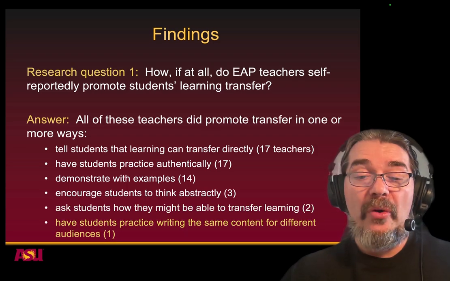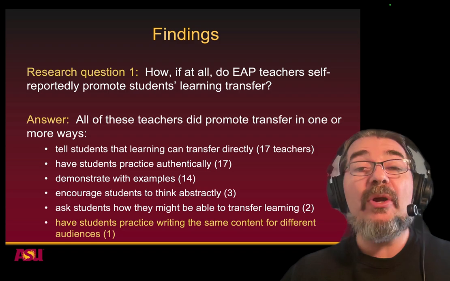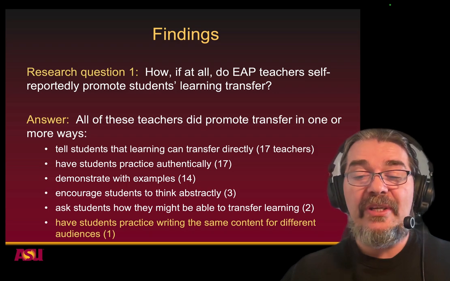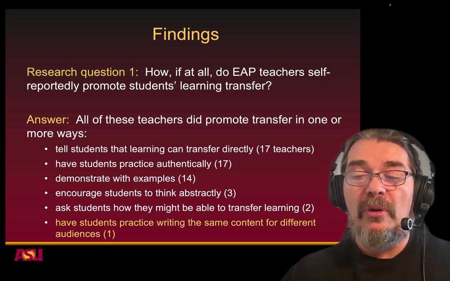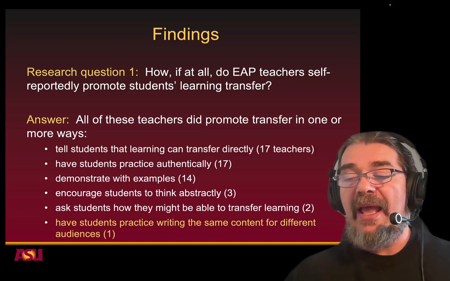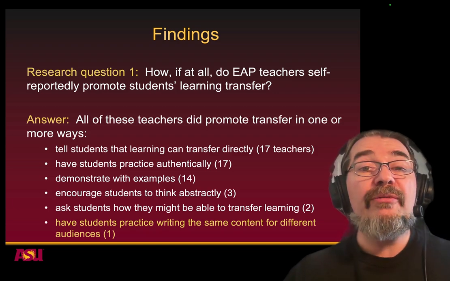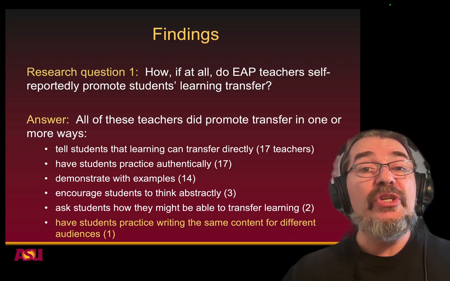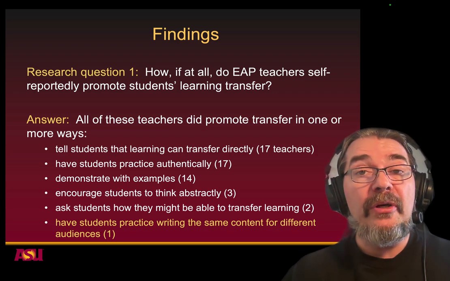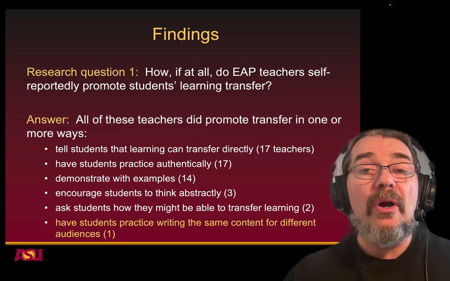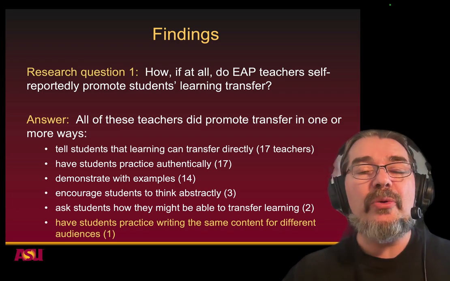And the sixth category is having students practice writing the same content for different audiences. And this was mentioned by one teacher. When asked about any efforts to promote transfer, this teacher referred to an e-portfolio tool that students were required to use. And the teacher stated that having students post their work on 2 different digital platforms, in other words, using the e-portfolio tool, which is for sharing work mainly with just an instructor, and also having them post it on a blog, which is for sharing work with a larger audience. The teacher said that this should help with transfer.